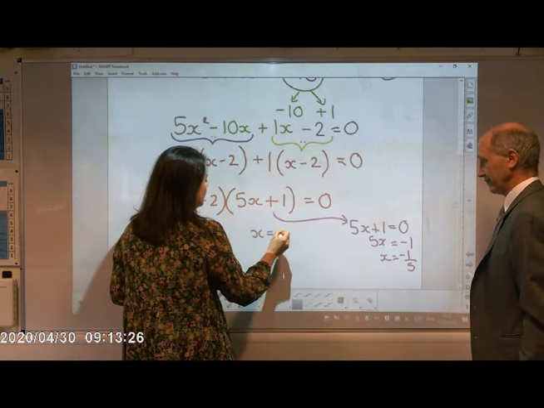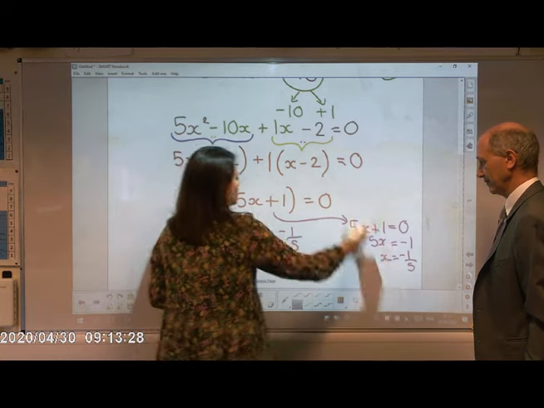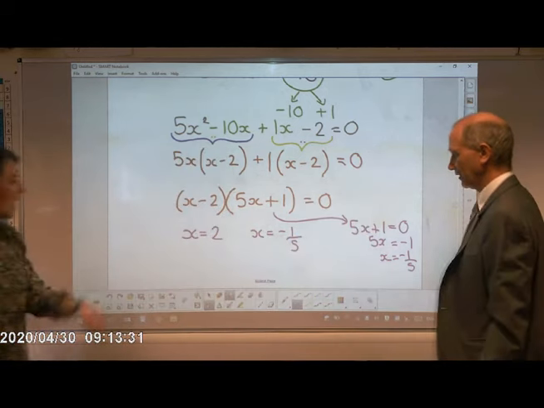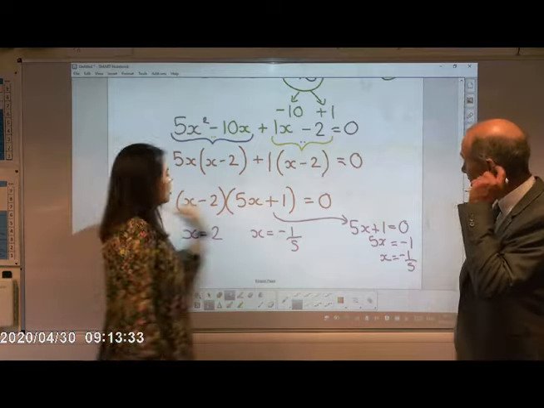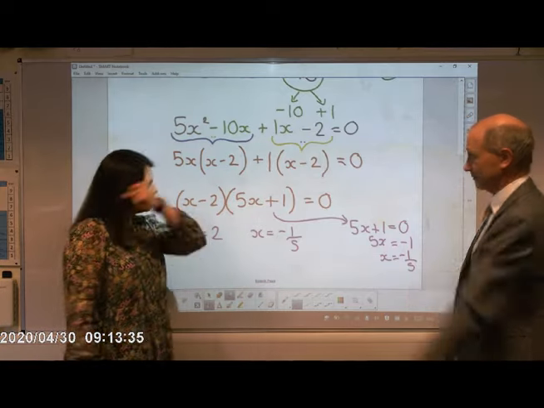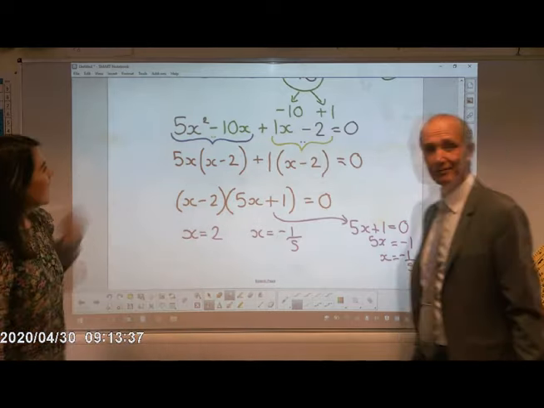Now, you'll get into that and you won't have to do that step every time. Okay? If your algebra is on par, you already know that that's minus 1/5 and you can do that super quick. Okay? Beautiful. That is my factorising.